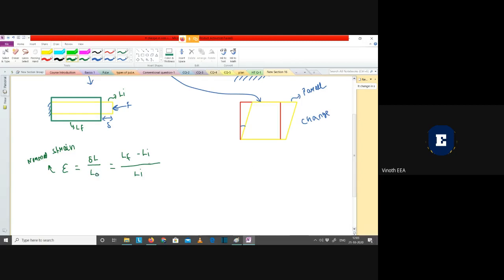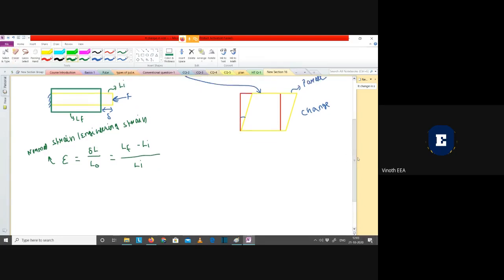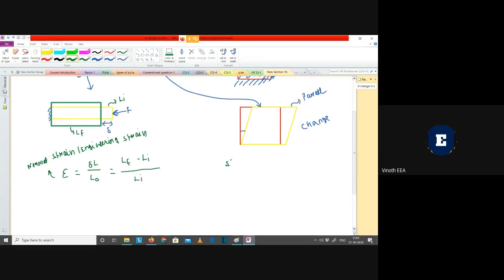So normal strain, or sometimes it is called engineering strain, is given as how much deflection is happening, the change in length relative to the original length. And there is one more strain called shear strain, which is gamma. I will come to it.